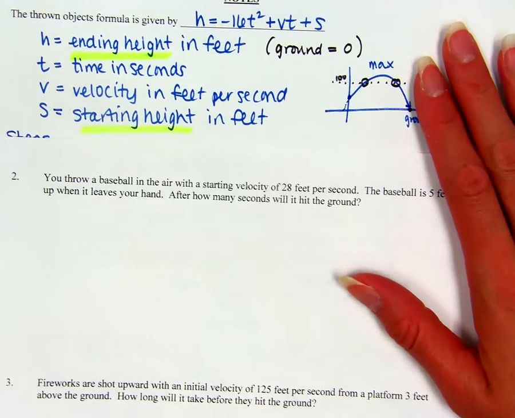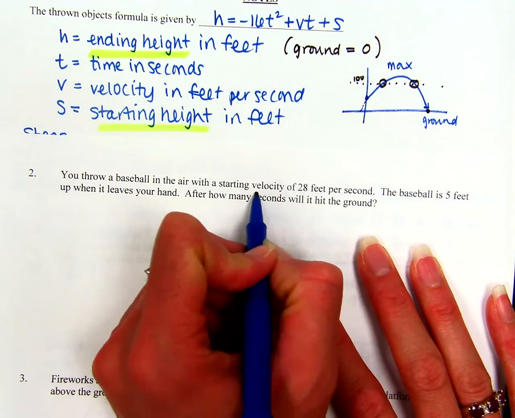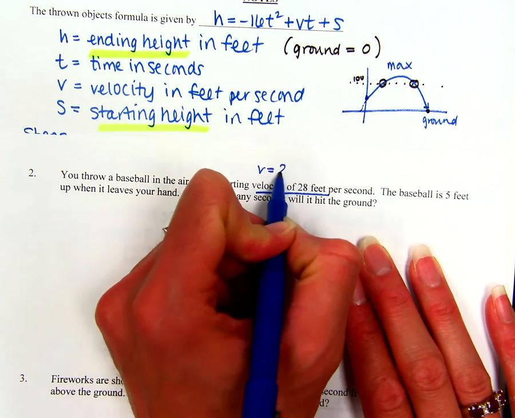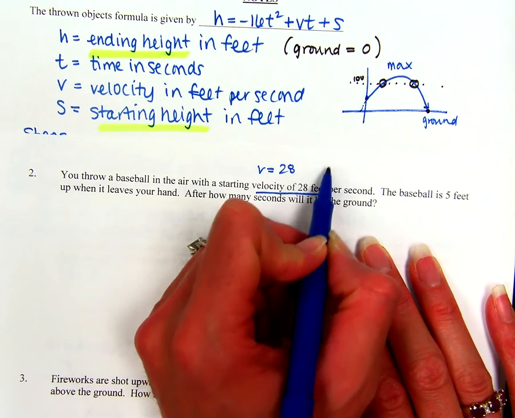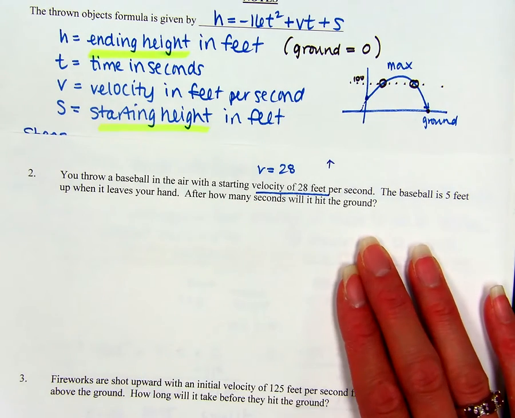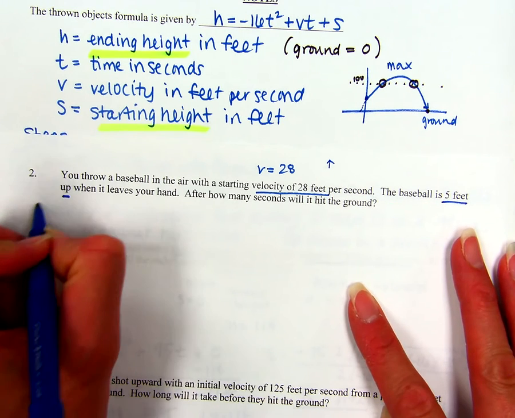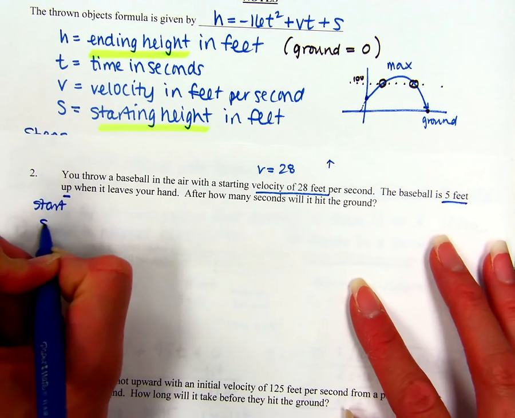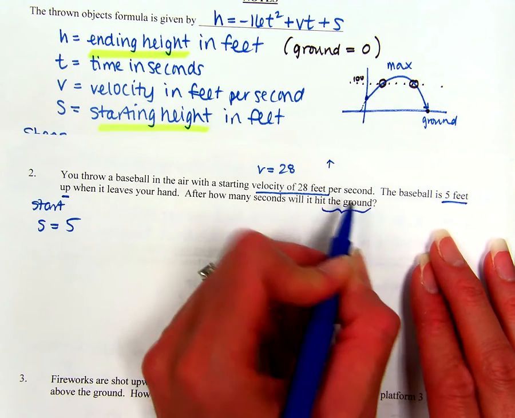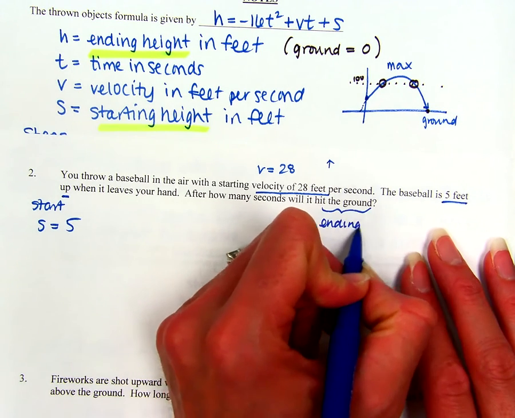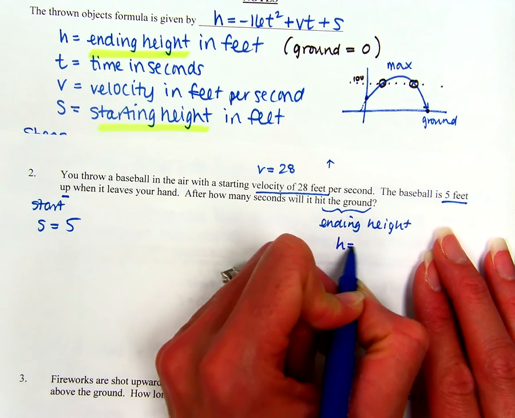So we're going to set up the same exact way. This one says you throw a baseball in the air with a starting velocity, so v equals 28. You throw the ball in the air, so we can assume that it's going upward, so it's positive. The baseball is 5 feet up when it leaves your hand. So this is where it starts, so s equals 5. After how many seconds will it hit the ground? This is your ending height. Well, the height of the ground is 0 feet, so h equals 0.